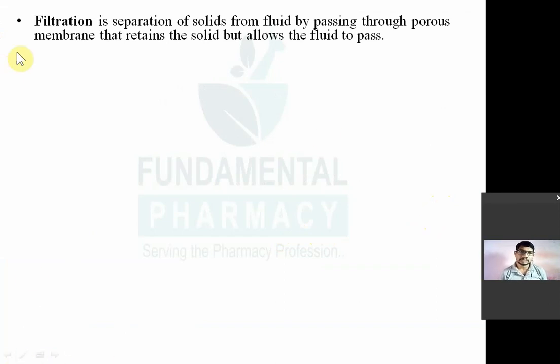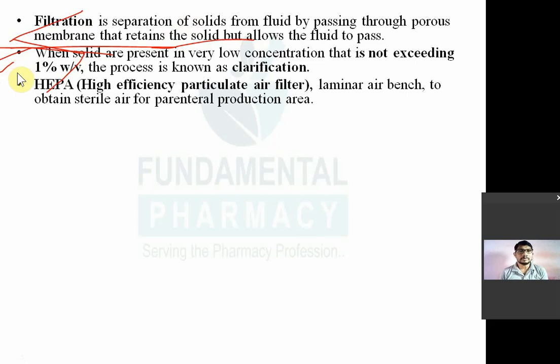Now this is the definition of filtration: separation of solid from fluid or solid from liquid by passing through a porous membrane that retains the solid but allows the liquid to pass. Whatever membrane you are using, it is known as a filtration medium or filter medium. The term filtration itself is used when the solid content of your slurry is more than 5%, or 10%, 30%, etc. So filtration is the term when the solid content is more than 5%.